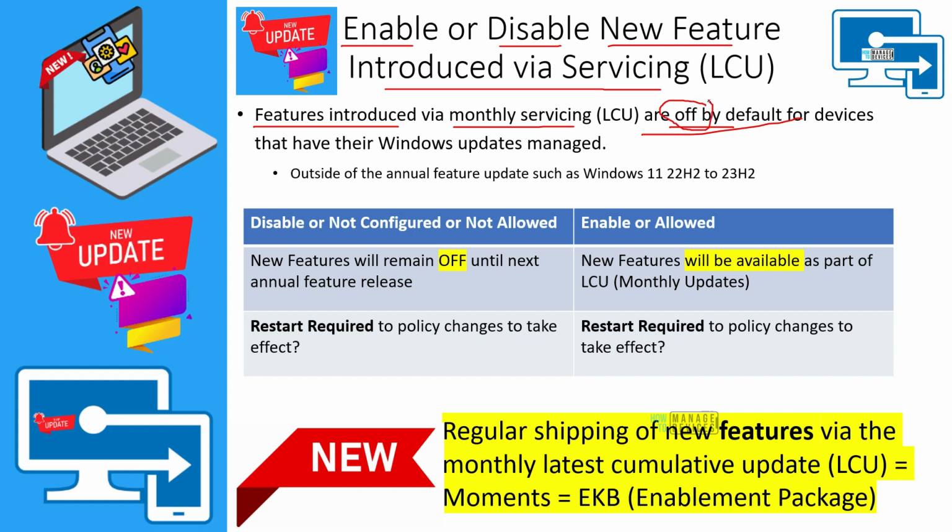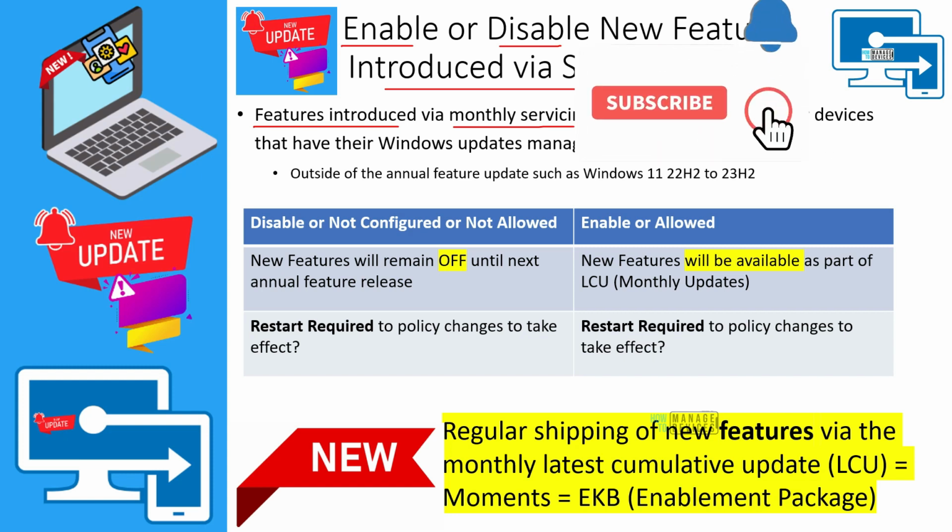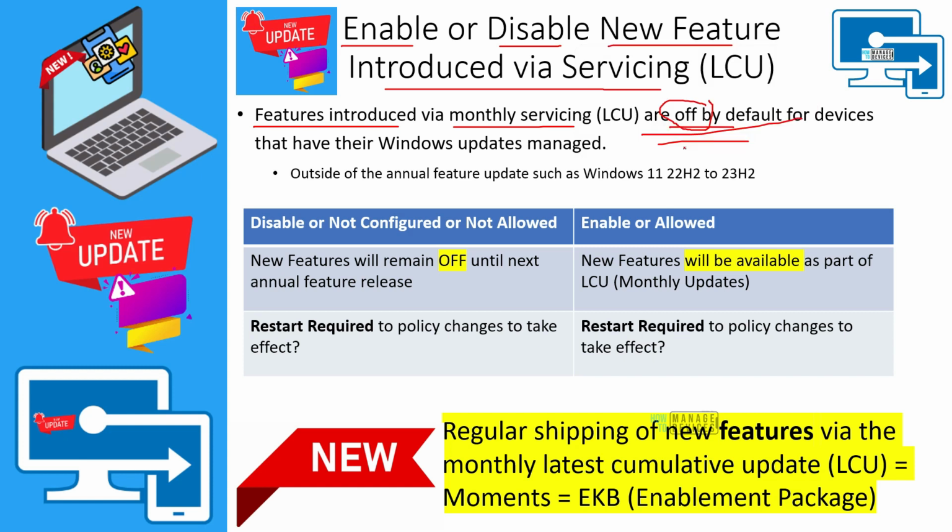It is by default off. If you want to enable it, there are options to enable it, but it is turned off only for a time period. It's not a permanent turn off of all features, because this temporary turn off or disablement is only allowed until Microsoft releases the next annual feature update, such as Windows 11 22H2 to Windows 11 23H2. Once 23H2 is delivered, all the features which were turned off will automatically get enabled as part of the 23H2 upgrade or feature updates. So these are the three options which I'm going to discuss.